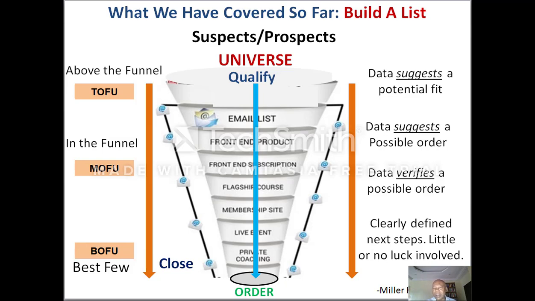Somebody replies to your mail, "Oh, I like what you posted the other day. Please, can you educate me more?" Data suggests a potential fit. Then you give more information. Then data suggests a possible order. And then you keep engaging the customer. Data verifies a possible order.